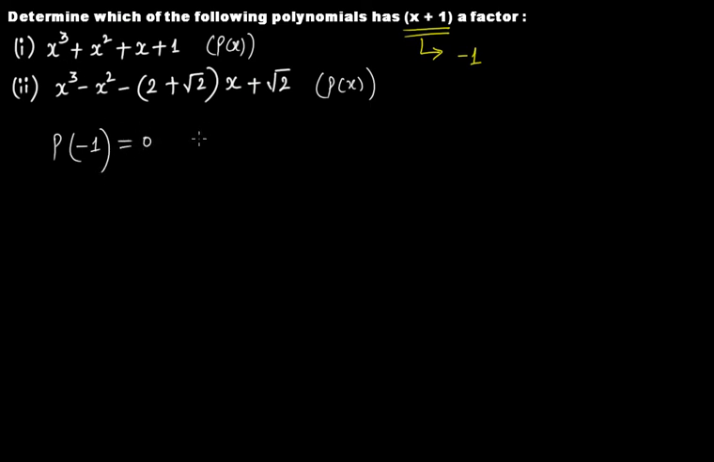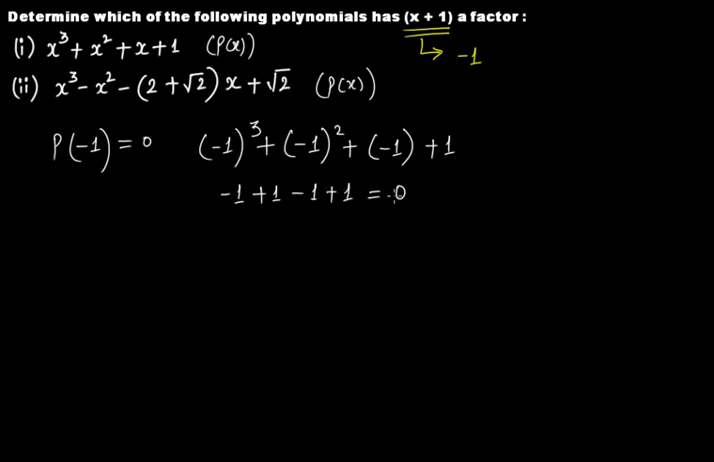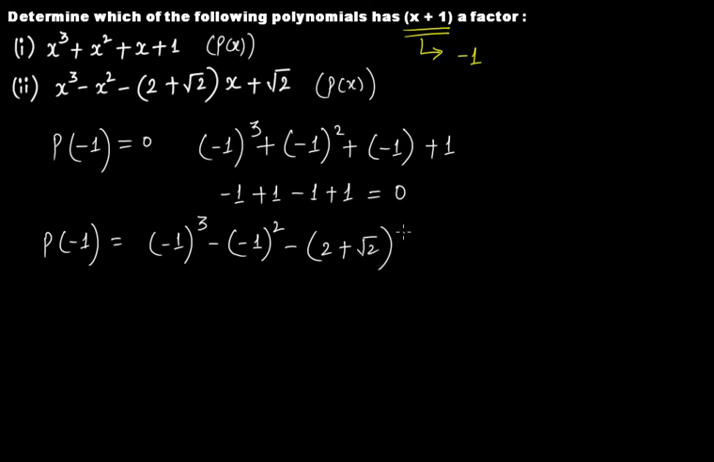So put minus 1 at the place of x, you get (-1) cubed plus (-1) squared plus (-1) and plus 1. This gives you minus 1 plus 1 minus 1 plus 1. Yes, this is equal to 0. That's why x plus 1 is a factor of this polynomial. What about this one? If you find p(-1) in this case, you have (-1) cubed minus (-1) squared minus (2 plus root 2), square root 2 multiplied by minus 1 and plus root 2. From here you get minus 1.